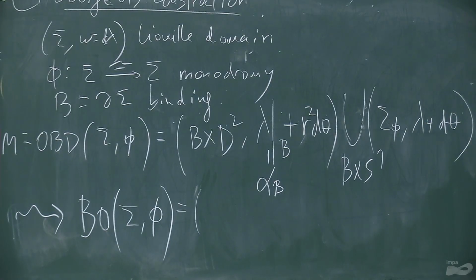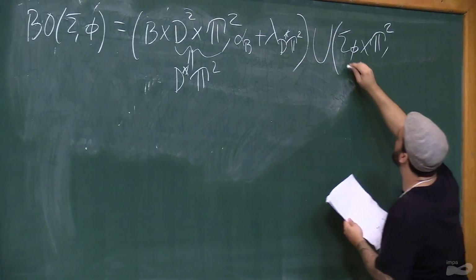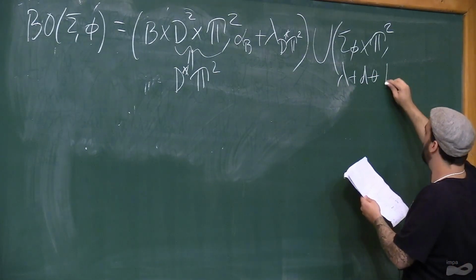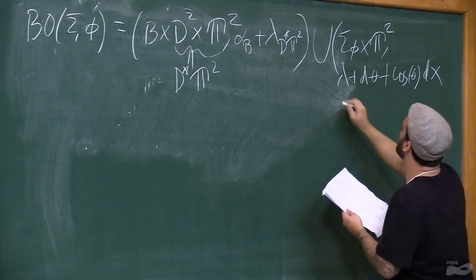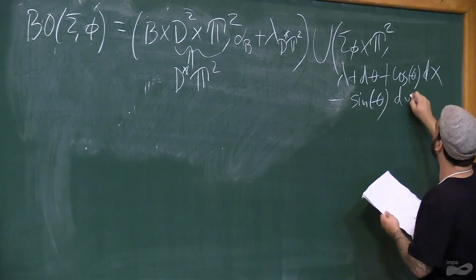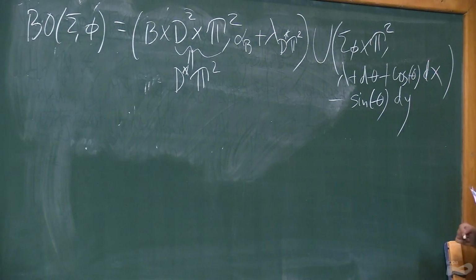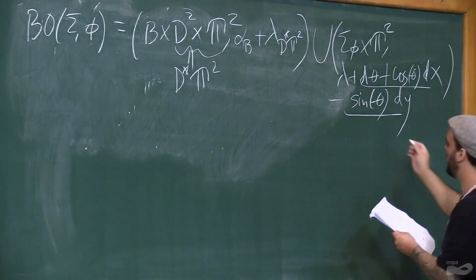And then I have a second piece, which looks like this. So I've got the mapping torus piece times T2. And then the contact form, well, it looks something like this. Lambda plus d theta plus some terms here, cosine theta dx minus sine theta dy. I mean, whatever, it's some formula here. Here, x and y are coordinates in T2. And I want to call this whole chunk alpha T3.